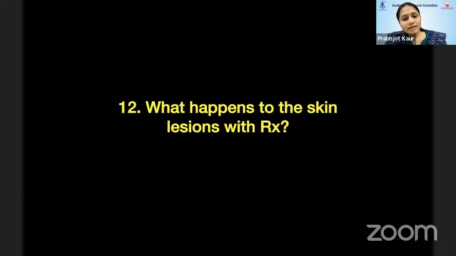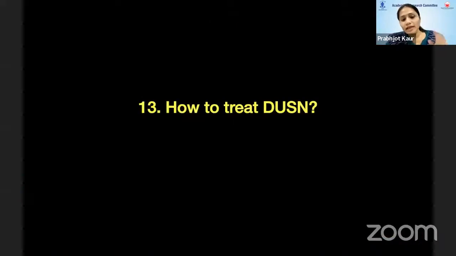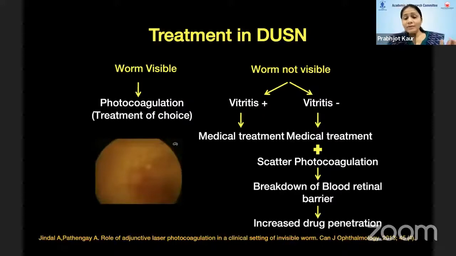So what happens to the skin lesions with treatment? They spontaneously resolve; they also resolve along with the ocular lesions with treatment with oral antibiotics. My last question would be how to treat DUSN. I'll be giving you a protocol here. If you see a worm visible, then you photocoagulate the worm. That's the treatment of choice.